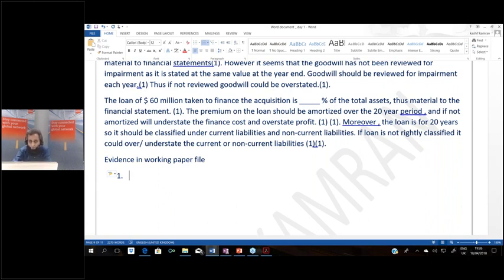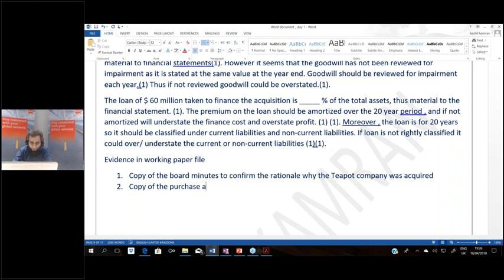1 evidence. The company acquired the teapot company. First, I'll say copy of the board minutes to confirm the rationale why the teapot company was acquired. Why the board gave the approval of this acquisition? What was the basic rationale behind this acquisition? Second, copy of the purchase agreement to confirm the purchase consideration. How much was the purchase consideration?